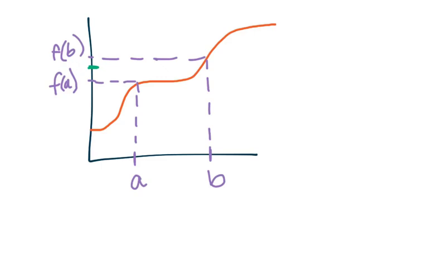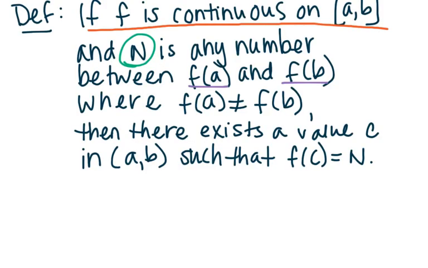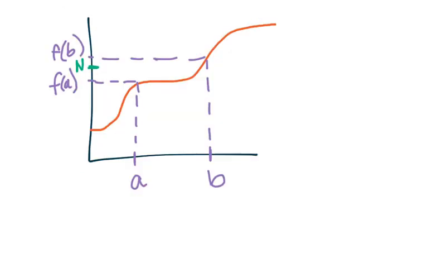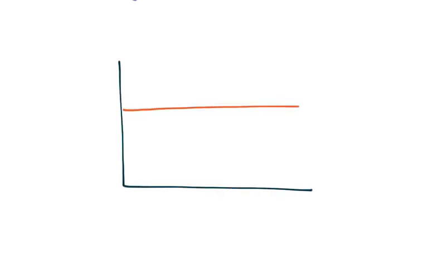One important part of this is where it says that f of a can't equal f of b. Now, that seems like something obvious to say. But the reason this is part of the theorem is because, let's say instead we had a horizontal function. Okay, so I just had a flat line.